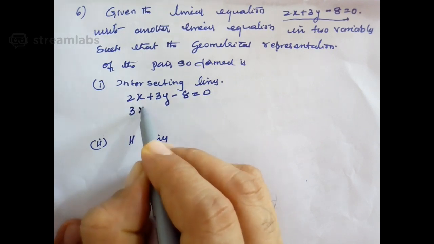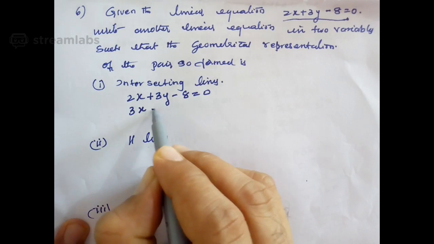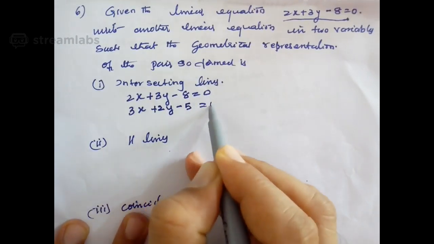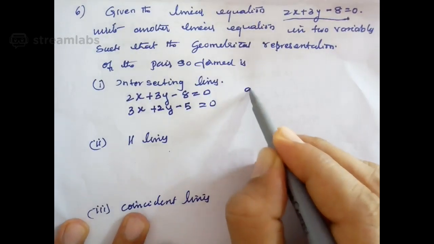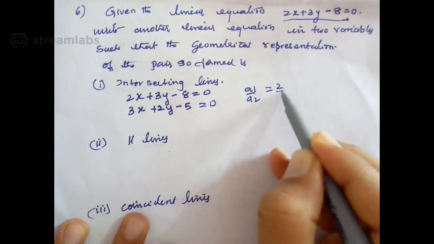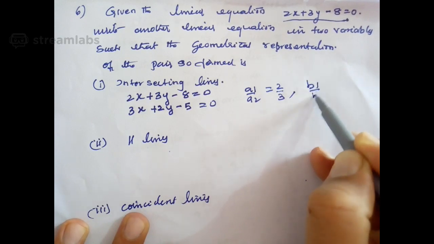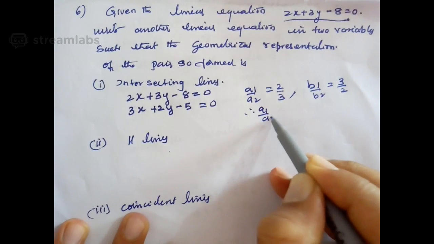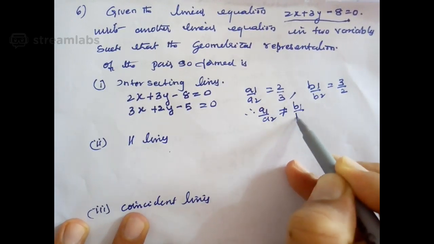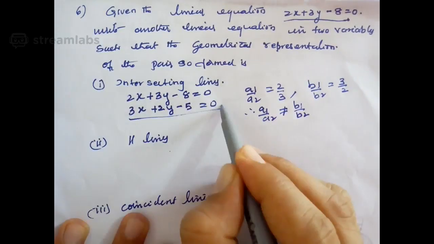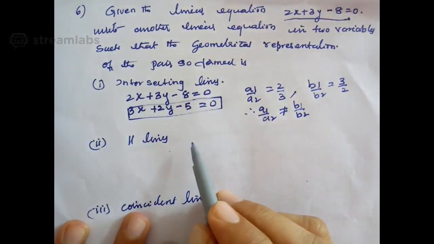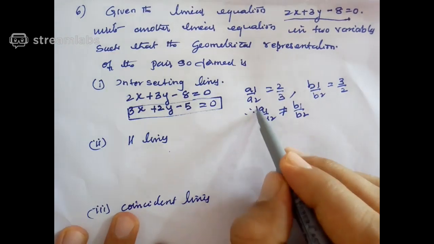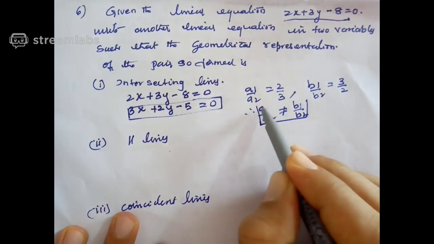I'll write 3x/2 plus... 2y minus 5 is equal to 0, because a1 by a2 is 2 by 3 and b1 by b2 is 3 by 2. Therefore, a1 by a2 is not equal to b1 by b2. This is the condition for what? Intersecting lines. Any equation you write should satisfy this condition.